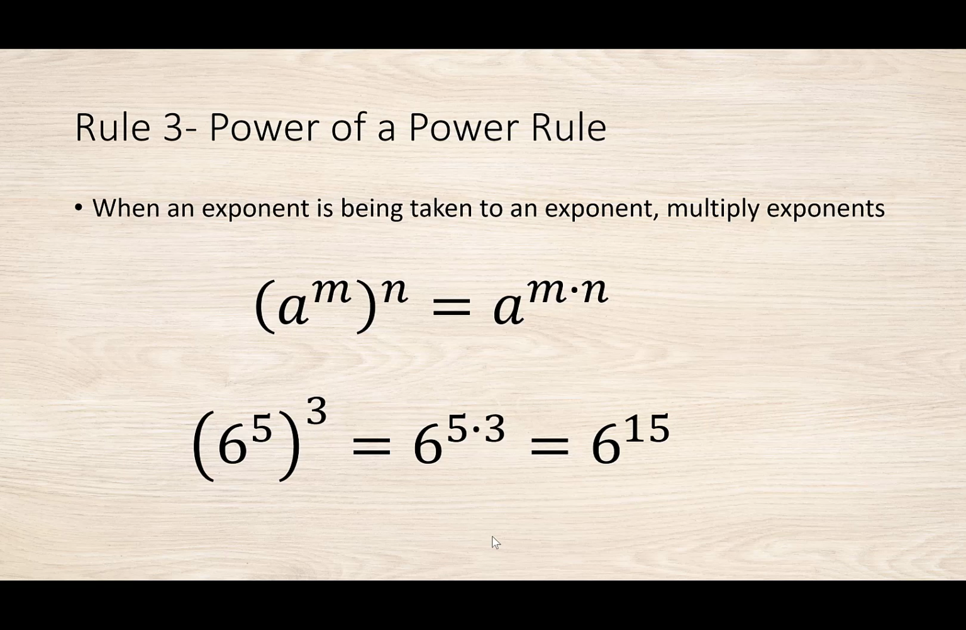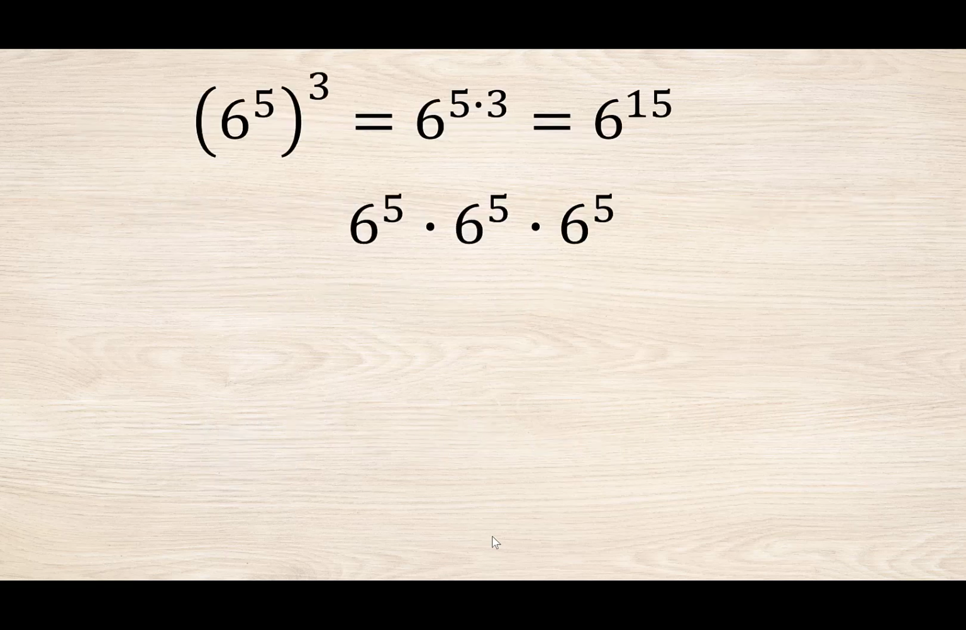The reason why this rule works is because if I have 6 to the 5 to the 3, that's telling me I have 3 sets of 6 to the 5th power. So I've got 6 to the 5th times 6 to the 5th times 6 to the 5th. And based on our power rule from rule number 1, if I have the same base, I can add those exponents together. So 6 to the 5 plus 5 plus 5 gives me 6 to the 15.